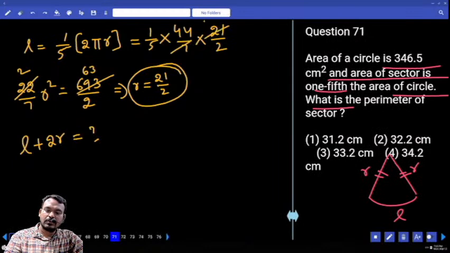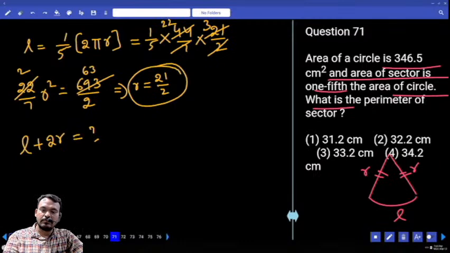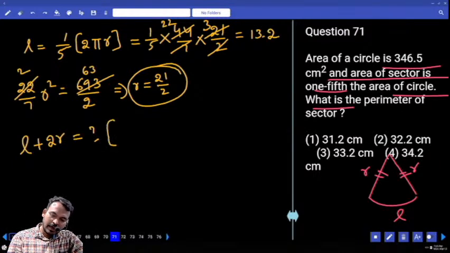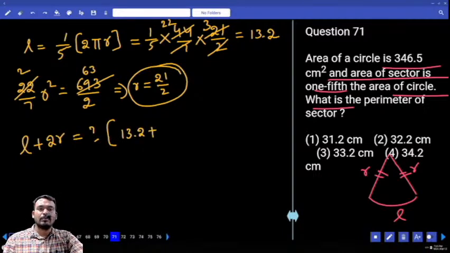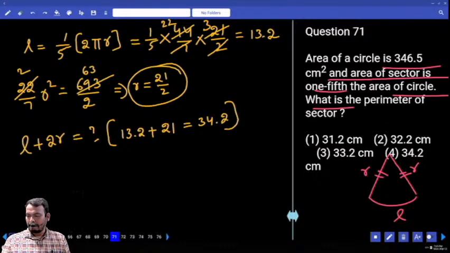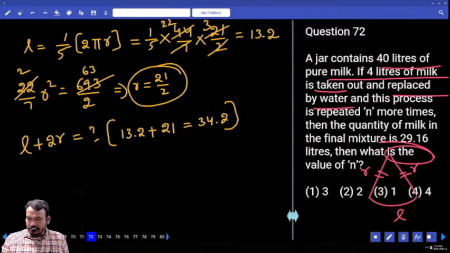7 how many times? 3 times. 2 how many times? 22 times. 22 3s are 66 by 5. 66 by 5 means it is 13.2, or not? 13.2. And L plus 2r value: 13.2 plus what is the r value? 21 by 2. 2r value is 21, or not? What is the total answer? 34.2, or not? Which option? Fourth option, or not? Next, 72.